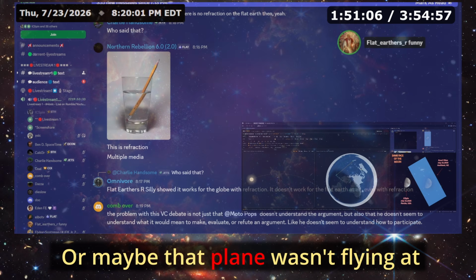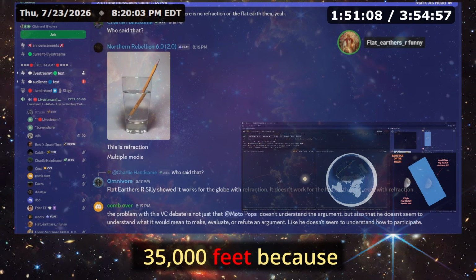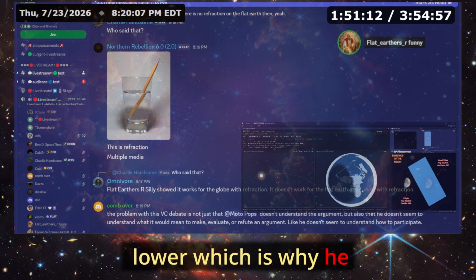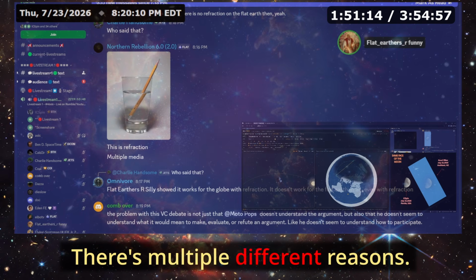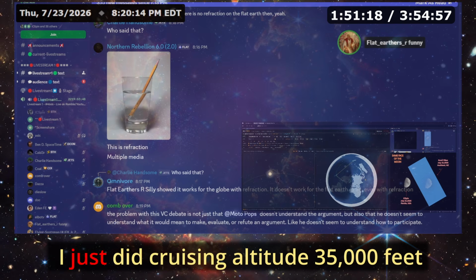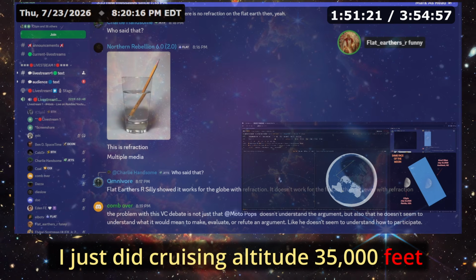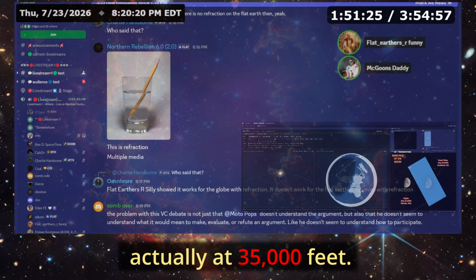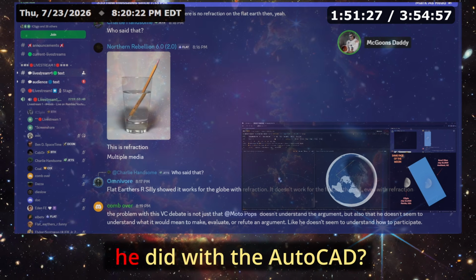Or maybe that plane wasn't flying at 35,000 feet, because that's the calculation I did. Maybe the plane was just a little bit lower, which is why he only needed 3 degrees. There's multiple different reasons. I don't know how high the altitude of the plane was. I just did cruising altitude, 35,000 feet, and figured, let's just do that. I don't know if he was actually at 35,000. So, Gio, do you get what he did with the AutoCAD?